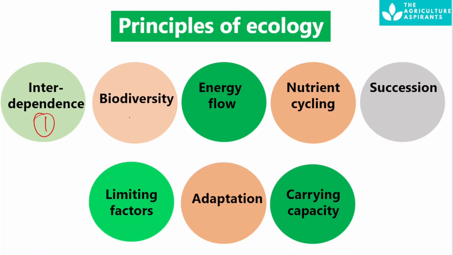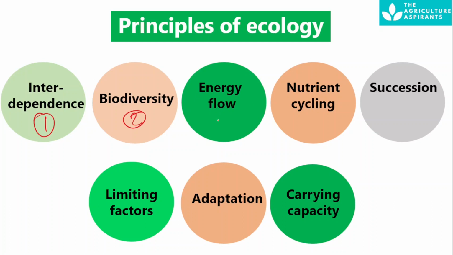Then biodiversity. Any ecosystem is biodiverse. If an ecosystem is highly diverse, comprising various flora and fauna, then it is stable. If there is very little biodiversity in an ecosystem, then it will be less stable, meaning it will be prone to attack and unstable. Hope that is clear. Second principle is biodiversity.